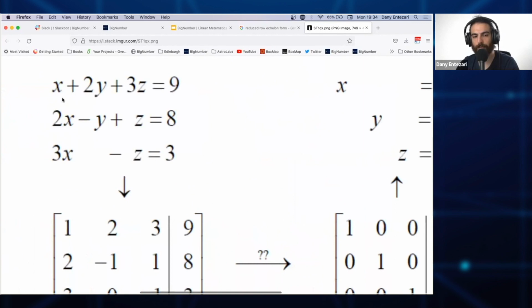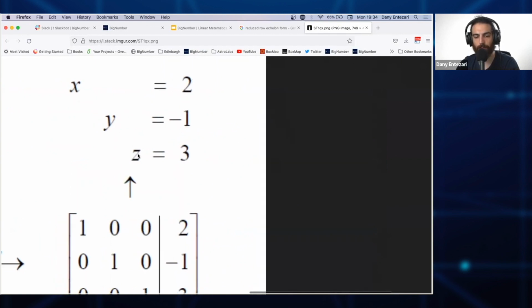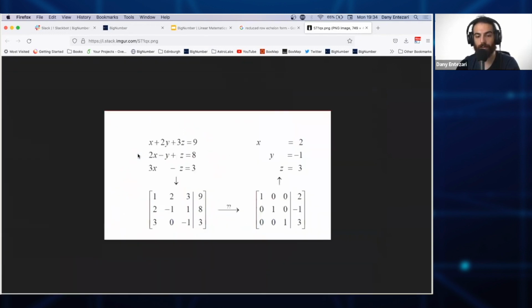So for example, x stays 1, 2 becomes 0, 3 becomes 0, and 9 becomes 2. This is how you would have found the roots of all three equations.